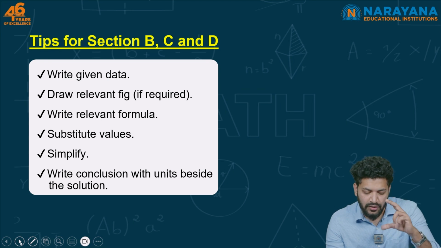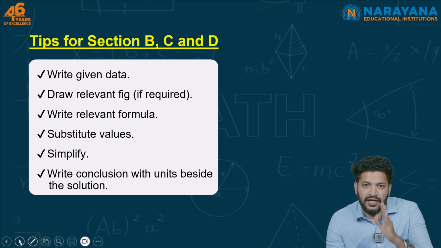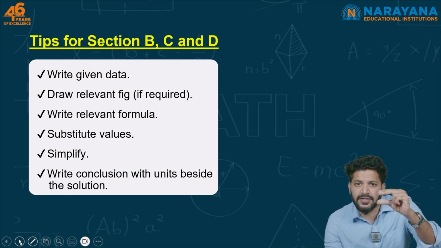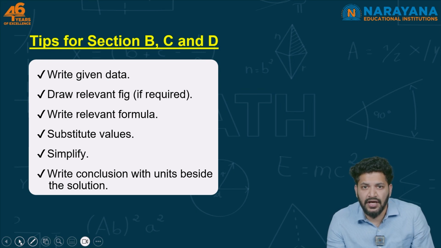You should follow the body rule. Write the relevant formula, substitute the values, simplify, and write the conclusion with units beside it. These are the rules you have to follow, children. Then only you will get marks for each step. Even if you go wrong at the simplification part, if your given information and formula are correct, you will also get marks if you keep the order. You should remember this.